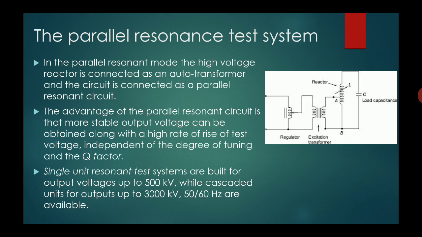Single resonant test systems are built for an output voltage of 500 kV, while cascade units are built for outputs of 3000 kV at 50 to 60 Hz. These kinds of systems are available.